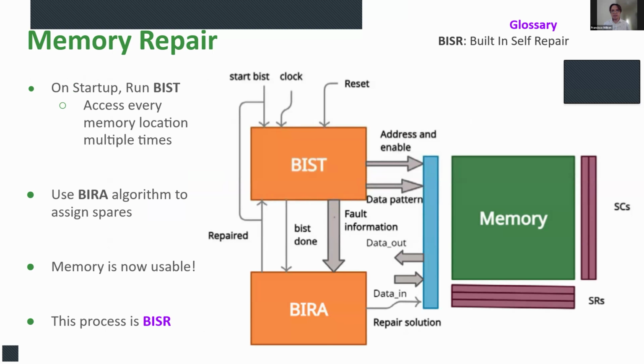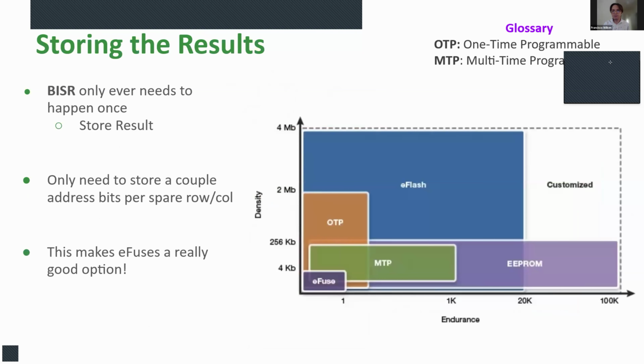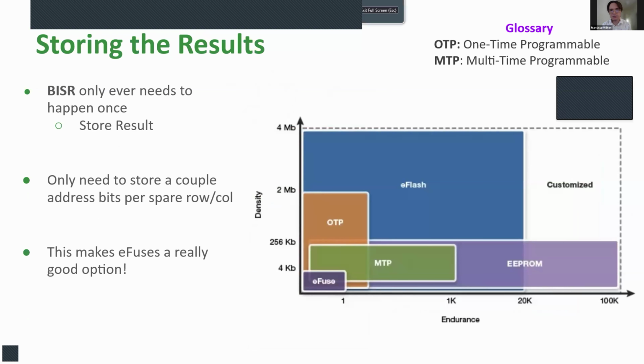And so this is great, but it does take a while to run this test, right? We do still have to access every bit in our memory multiple times and look at its neighbors. So we don't really want to have to do this process every time we start up. And to be able to not do it every time we start up, we're going to have to store this information somewhere. So we're going to want to do this BISR process one time and then store those results, hopefully on chip, right? That way we can just turn on our chip for the first time and it will completely repair itself. And so where do we actually want to store these results?